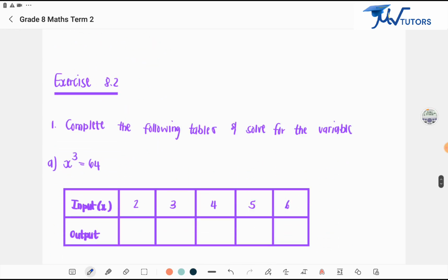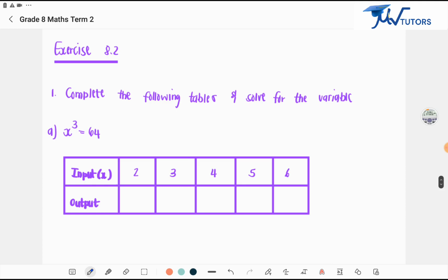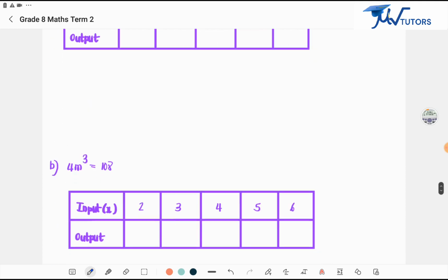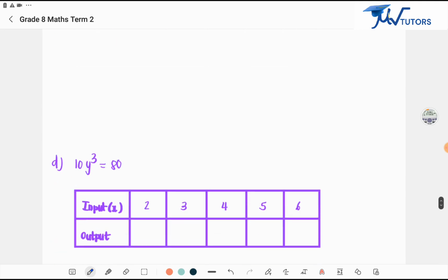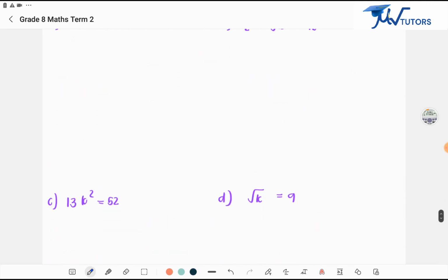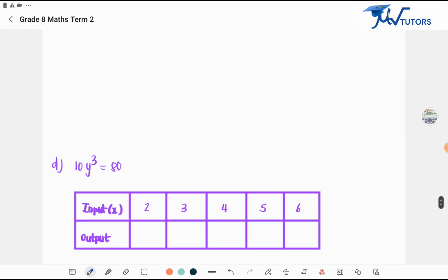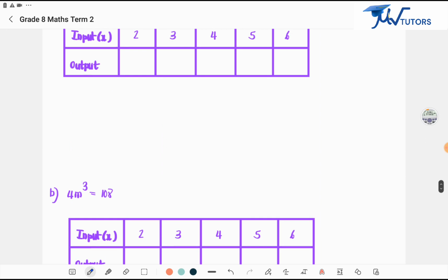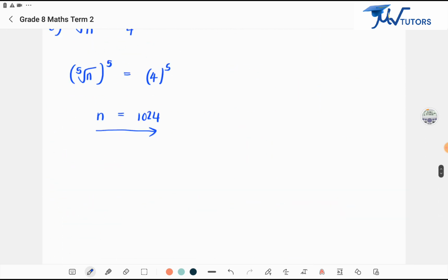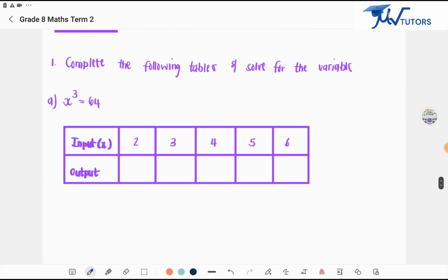I hope you're enjoying this lesson as much as I am. And yeah, so now let's do this exercise. Here, we're just focusing on the tables, and later on we're going to do an exercise where we're not using tables anymore, but we're actually going to look at the inverses, and then we'll call it a day. All right, let's get straight into it. It says complete the following tables and solve for the variable. Let's just complete it first, and later on we'll solve.